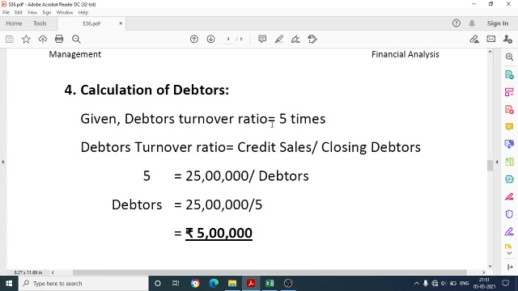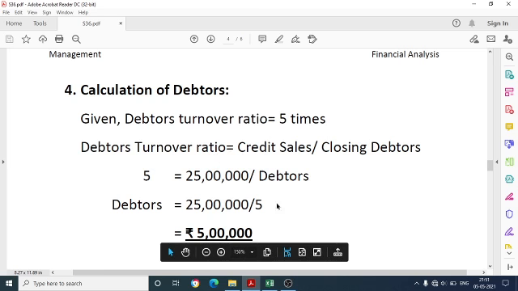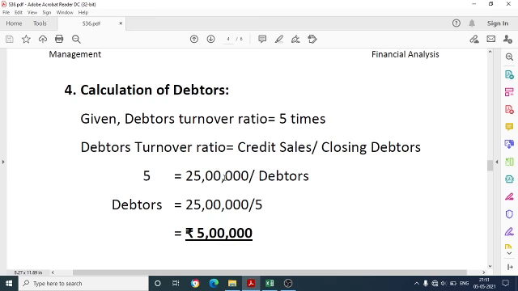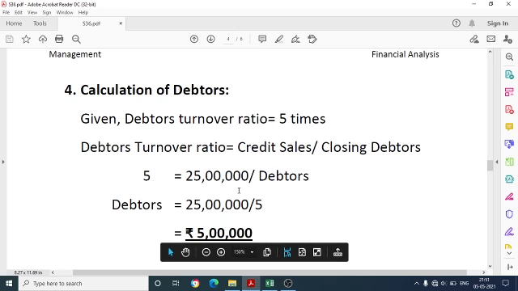Now the turnover ratio is 5 times in a year. On an average, there will be 5 conversions of debtors into cash. So credit sales only will take 25 lakh. Debtors had to be calculated. Turnover ratio is 5 times, so 25 lakh upon 5 will give you the value of debtors. So debtors is worth rupees 5 lakh.